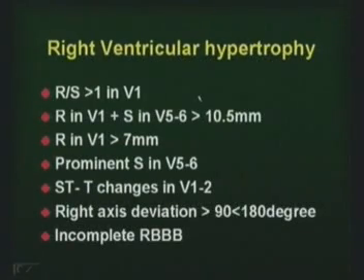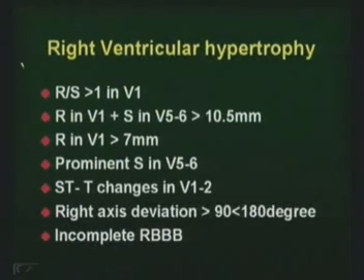Right ventricular hypertrophy, I think all you try and remember is the first and the third criteria. R by S ratio greater than 1 in V1. And as I told you initially, R in V1 is never normal. So you should have a normal complex as what?